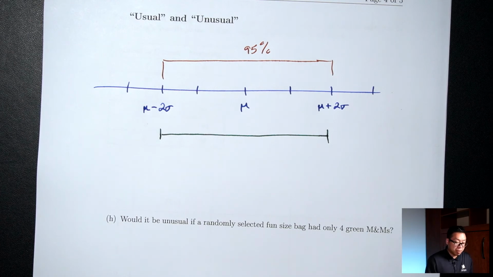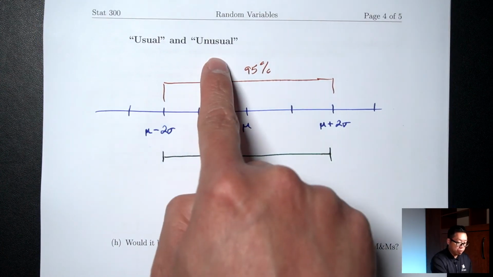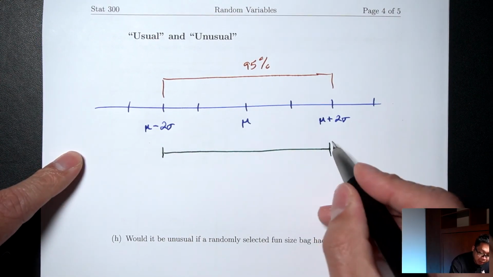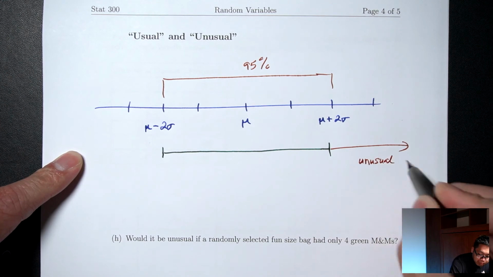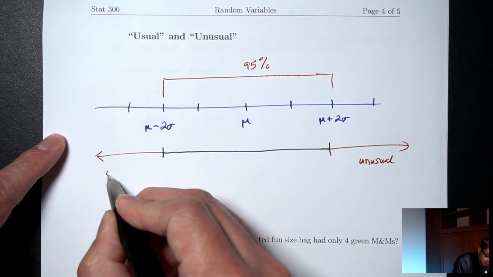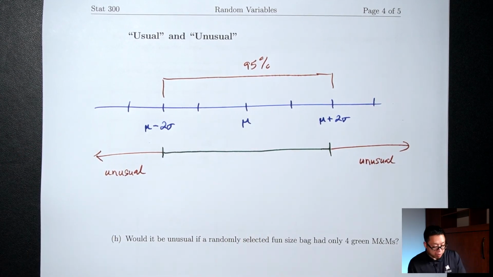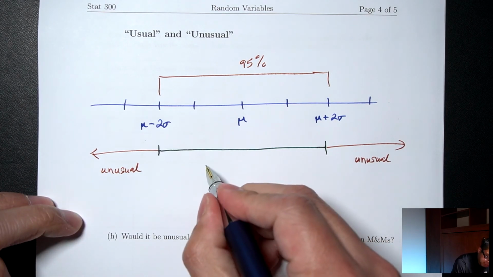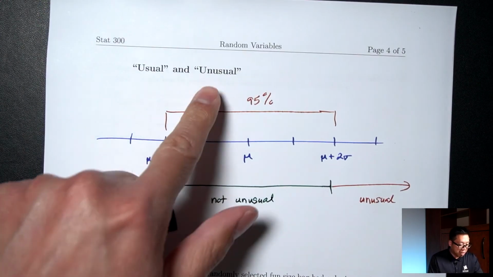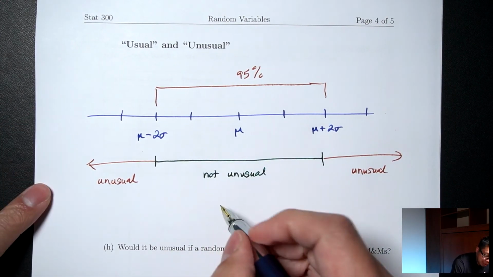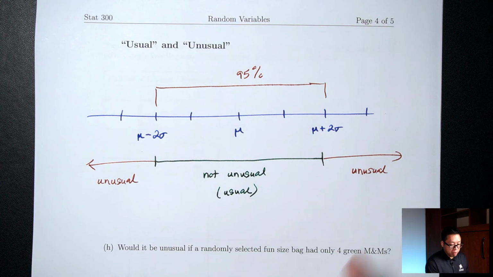5% is pretty low, so that means that it's pretty rare that you're going to land on the outside. And something pretty rare, we're going to call that unusual. So if you land on the outside, we call that unusual. If you land on the inside, we call that not unusual. And not unusual is sometimes called usual. So I'm going to use the terms unusual and not unusual.